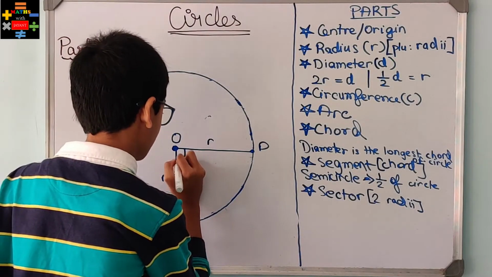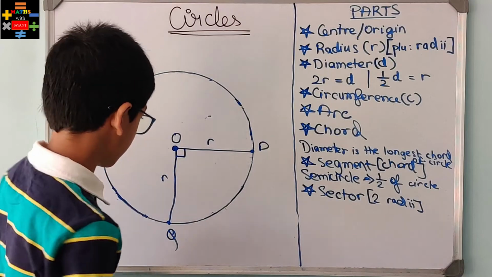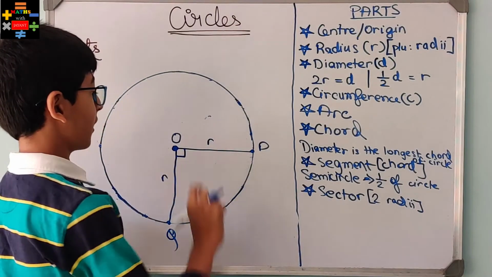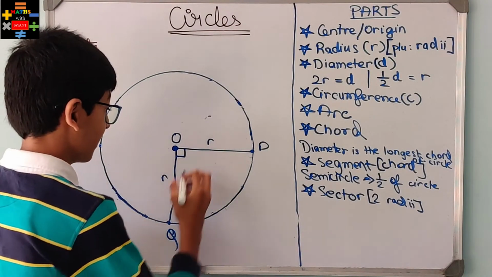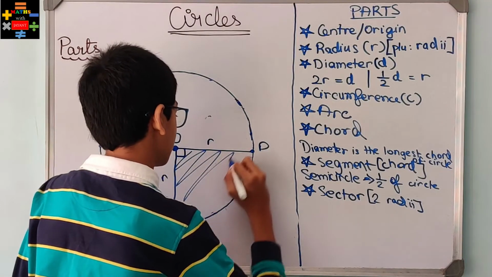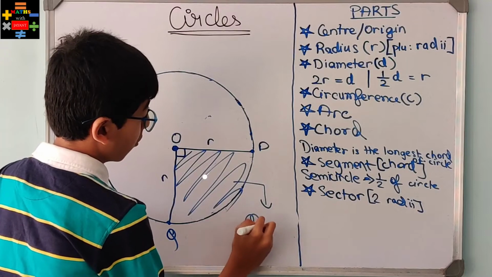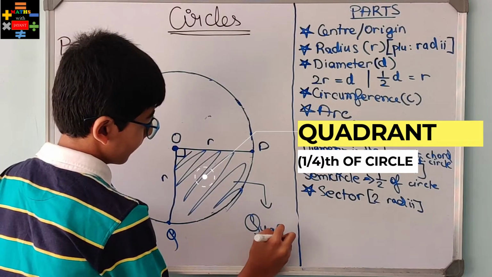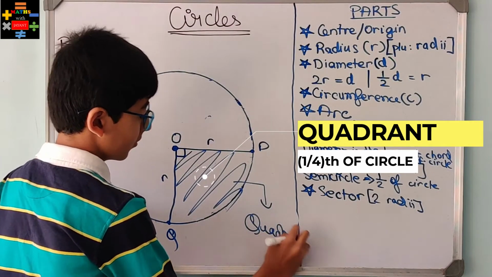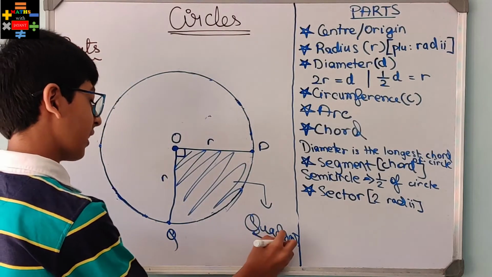Both these radii turned out to become perpendicular, right? If the radii are perpendicular to each other, then this part is called a quadrant. Okay. Why so? See, quadrant.